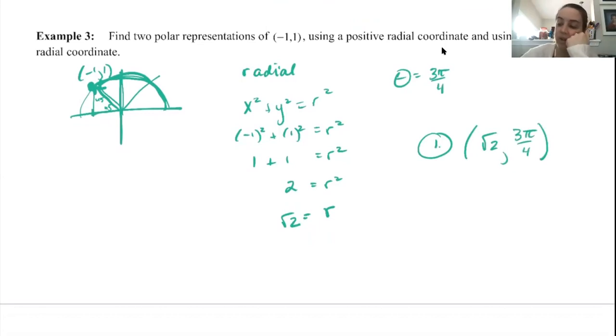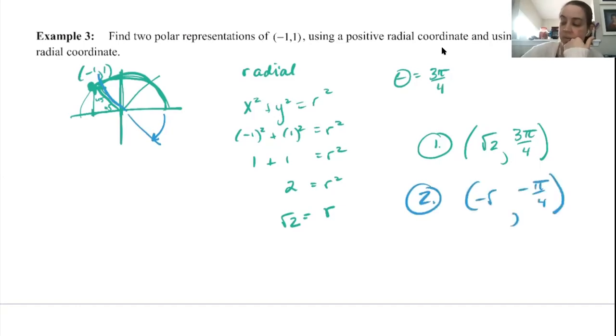We could also, let me switch colors here. We could also look at this with a negative radial coordinate. So we could go down and then backwards. So I could go down pi over 4, negative pi over 4, and negative root 2. That would give me a negative radial coordinate.